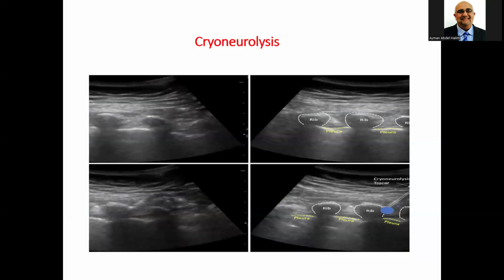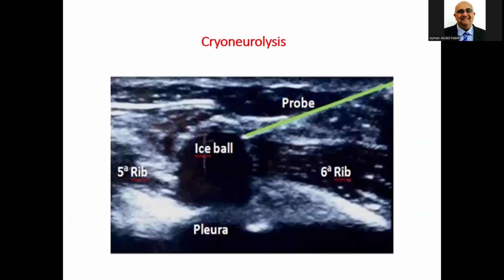The nice thing about cryoneurolysis is you can see the ice ball. Okay, this is really important. It looks black in the ultrasound if you're doing it under ultrasound guidance. Look at the ice ball.